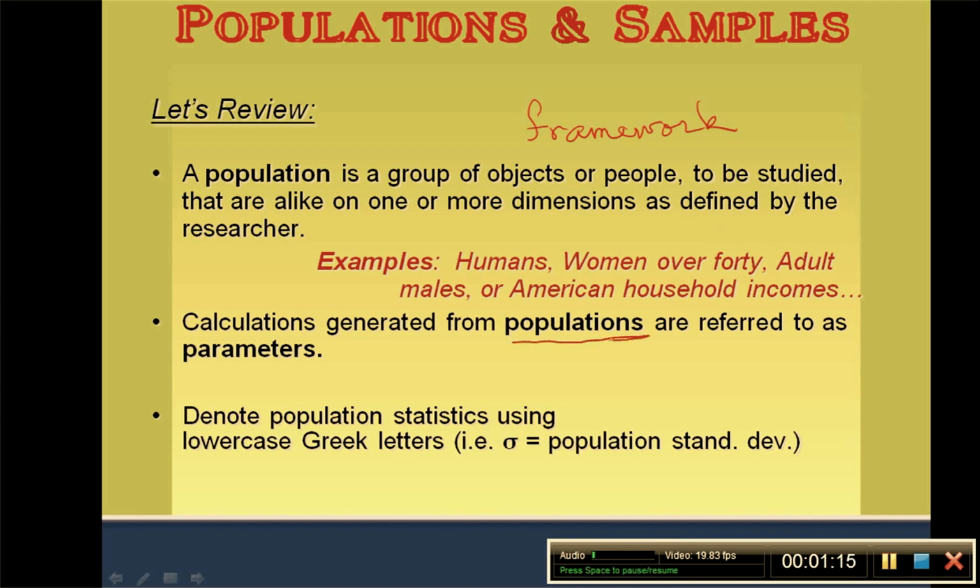So if we had access to an entire population and were able to take numbers or measurements from it, then we would have what's called a parameter. Also, we've mentioned this before, but just as a reminder, whenever we calculate from a population, remember that we use lowercase Greek letters. This is a lowercase sigma, and that's our population standard deviation. Also, for the population mean, we use what's called mu. Mu would be the population mean.